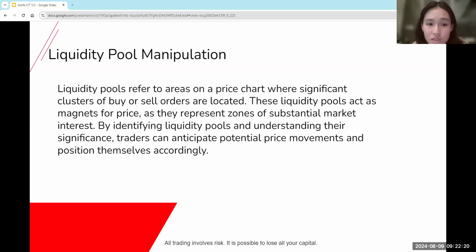Okay, so liquidity pool manipulation. This basically refers to areas on a price chart where significant clusters of buy or sell orders are located. These liquidity pools act as magnets for price as they represent zones of substantial market interest. So by identifying liquidity pools and understanding their significance, traders can anticipate potential price movements and position themselves accordingly. Again, this is what we talked about, where you have large areas of swing highs and swing lows that test that area. Those are basically your liquidity pools.